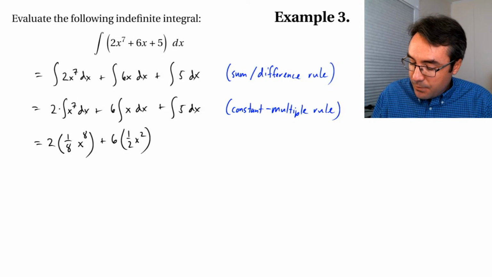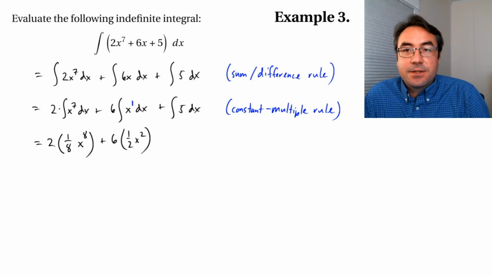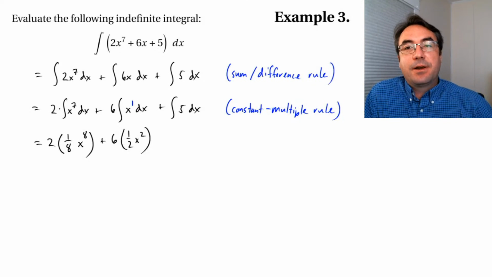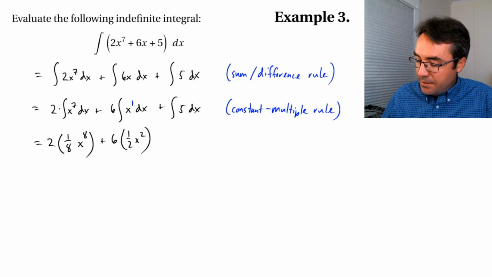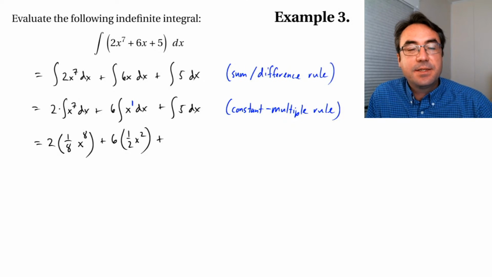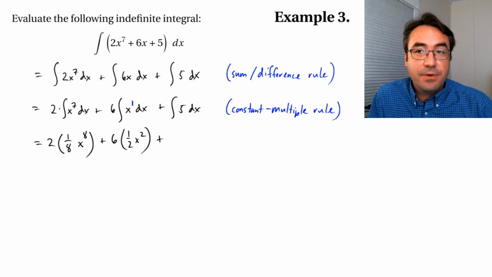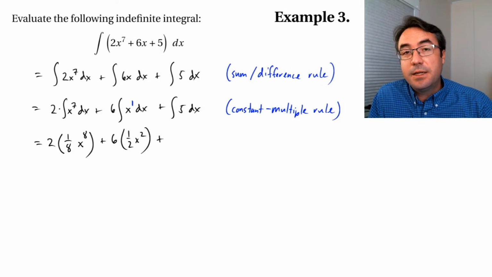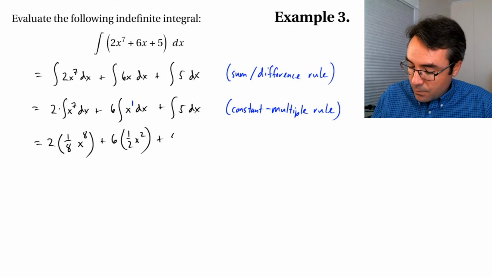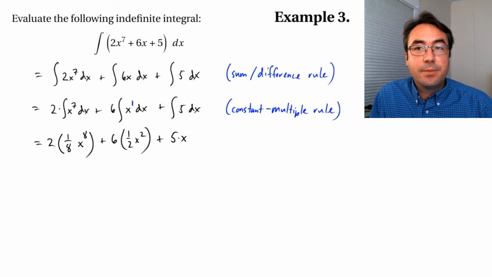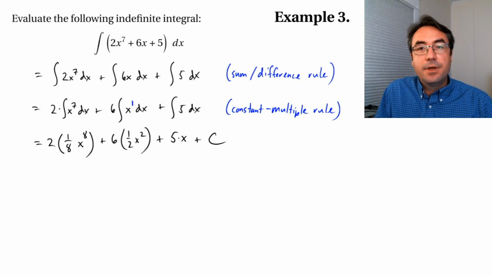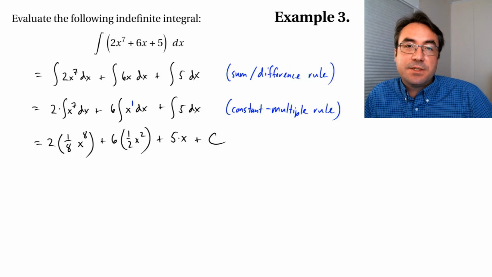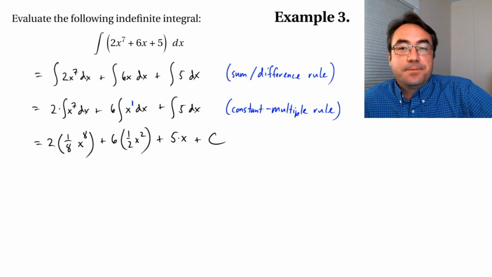And if you're not seeing how we got that, when we write x, there's sort of a hidden exponent there of 1. And then finally, for that last one, it's just a constant that's by itself, not attached to any variable. So how do we integrate an unattached constant? We just slap on a variable, so 5x. And then the very last thing we do is just one big plus c at the very end there.